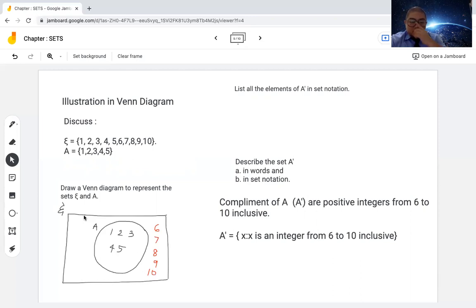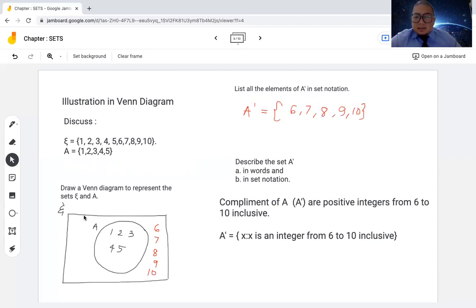the particular set A, which also indicates that these elements are the elements of the complement of set A. So if you're going to write it down, that would mean that your A prime will be equivalent to 6, 7, 8, 9, and 10.